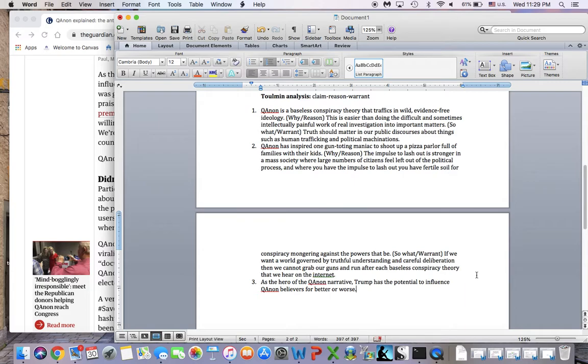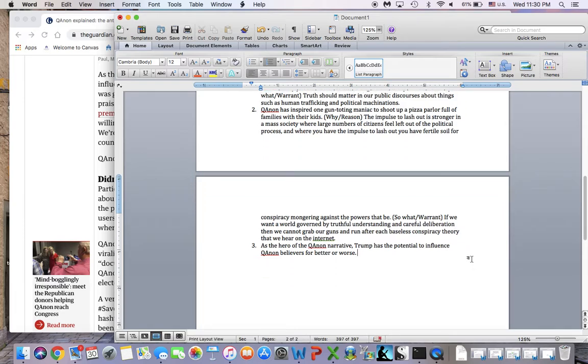Okay. So the final claim here that's going to be our third body paragraph: as the hero of the QAnon narrative, Trump has the potential to influence QAnon believers for better or worse. What's my why reason? Maybe what's my why for thinking he's the hero of the narrative, or what's my why for thinking he has the potential to influence QAnon believers? I'll do that second one, because the why he's the hero of the narrative is just an observation. It's that he is literally put at the center of the narrative by the QAnon people. So let's say the why pertains to why he has the potential to influence QAnon believers for better or worse.